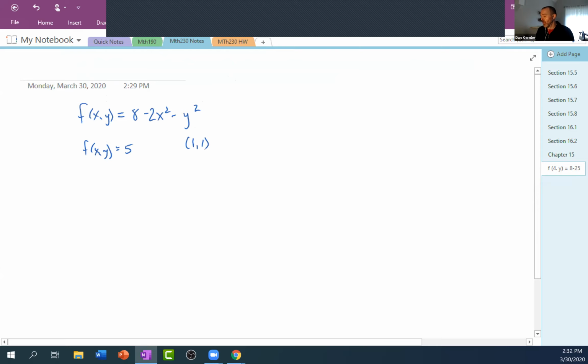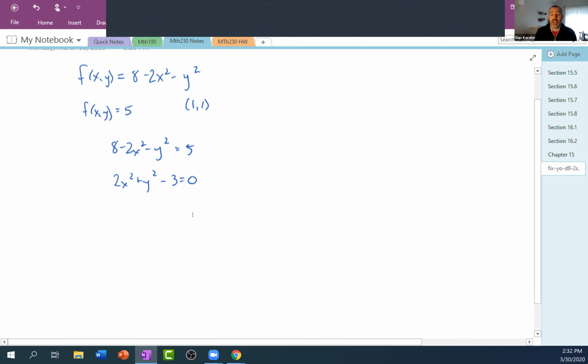All right, so first of all, how do we find the level curve? How do we find that specific level curve? We just set that f of xy equal to 5, and that's it. Yep, that's that level curve. I'm just going to add 2x squared, add y squared, and subtract 8. However you want it to look is fine.